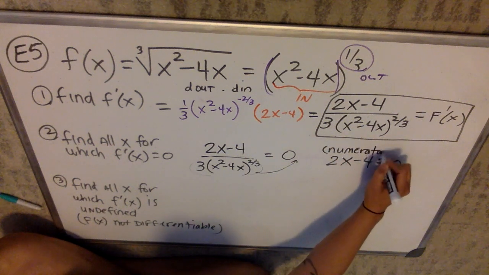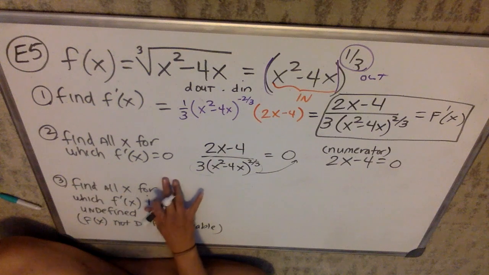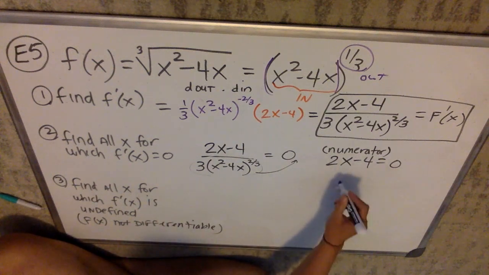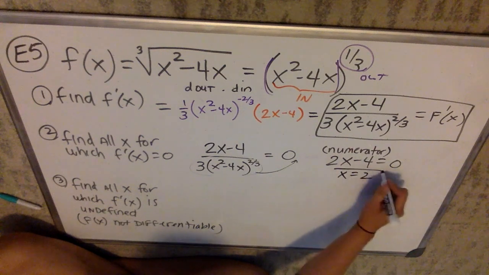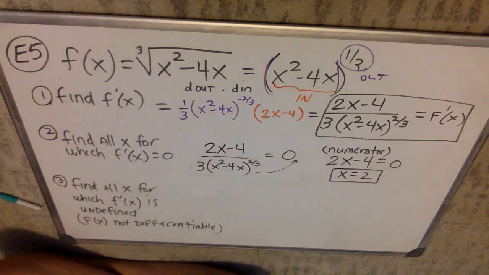So if you have a fraction that's equal to 0 and you want to solve it, you really just need to know when the numerator equals 0. And so when I add the 4 over and divide by 2, I'm going to get that the only answer is when x equals 2.